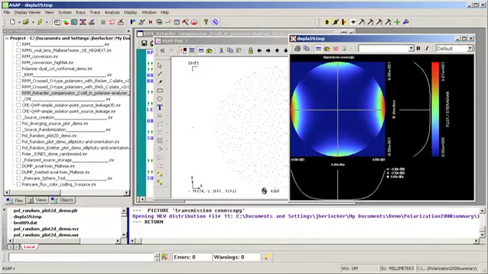In summary, the Realistic Retarder Model added in ASAP 2008 is a sophisticated, broadly capable model which complements the other devices.